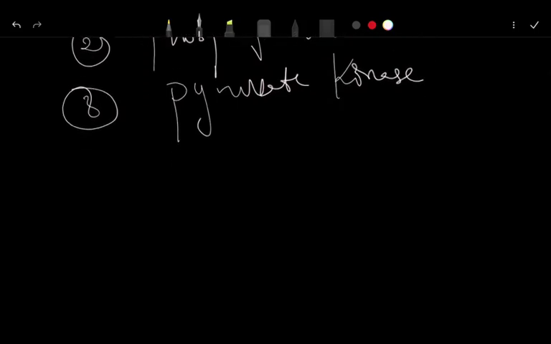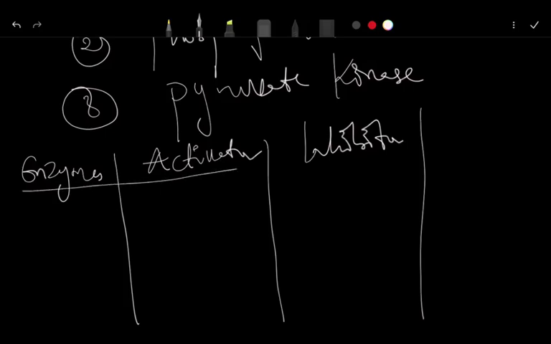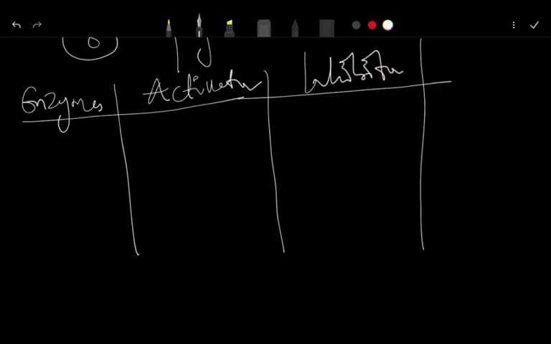Alright, so we move further. Please don't mind the noise. We'll proceed. Now, for you to understand the regulation of the glycolytic pathway, I will give you a table. In that table, on one part I will have enzymes, on the other part I will have their activator, and on this side I will have the inhibitor. Okay?